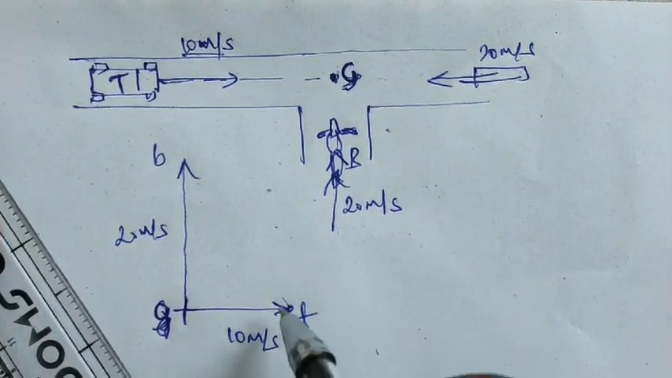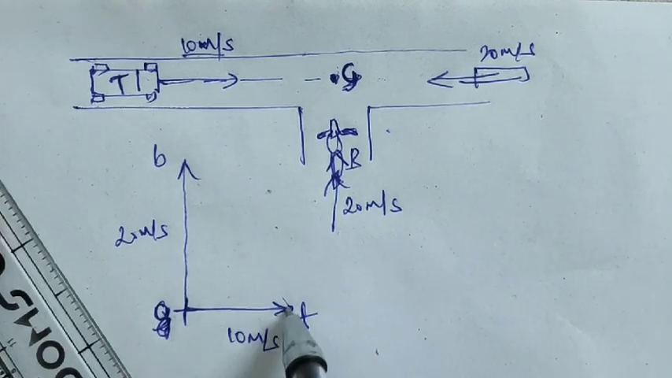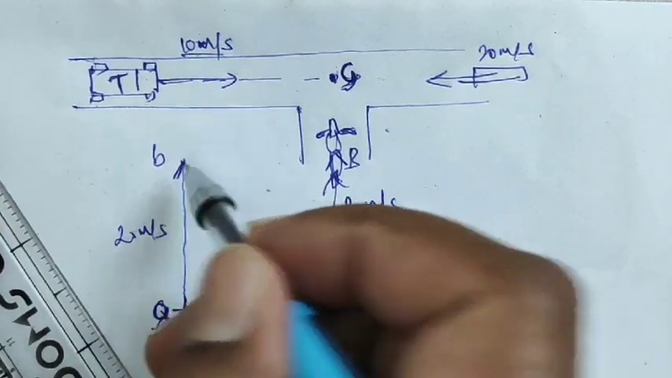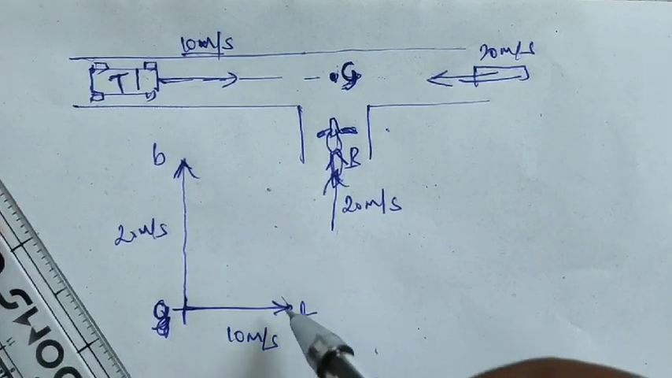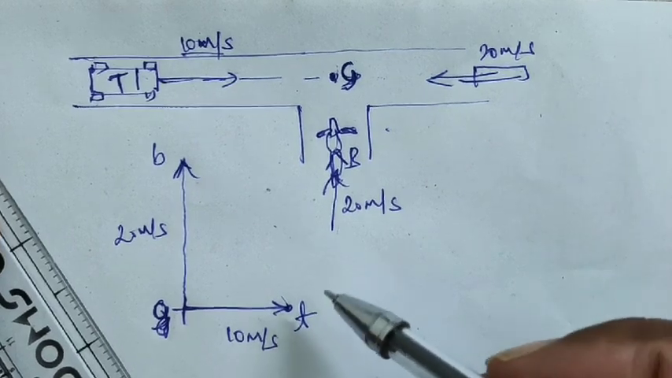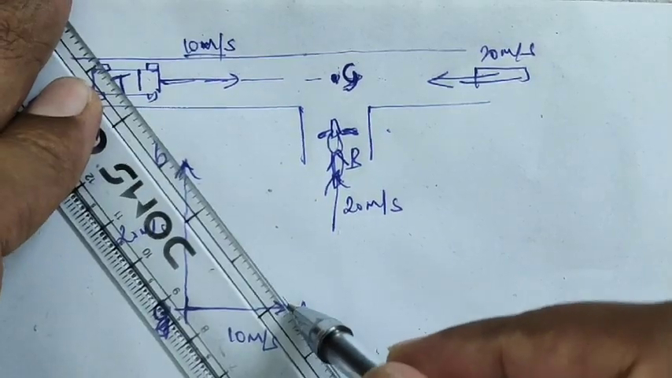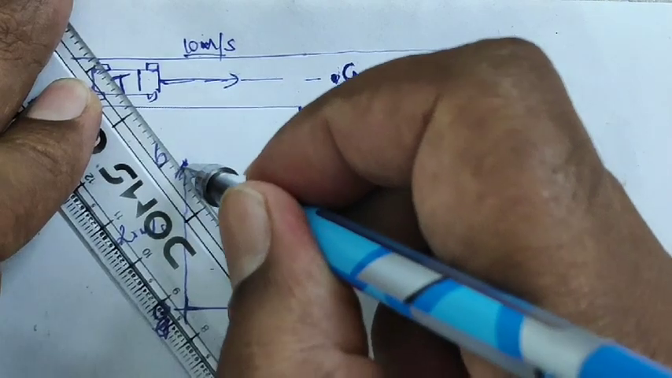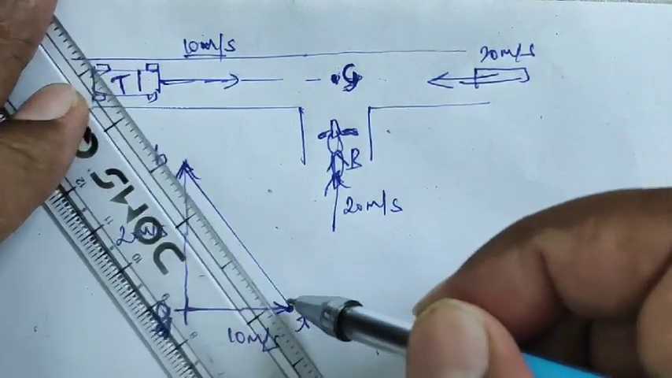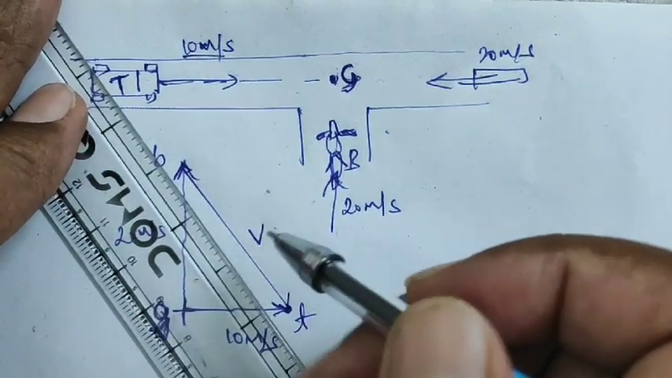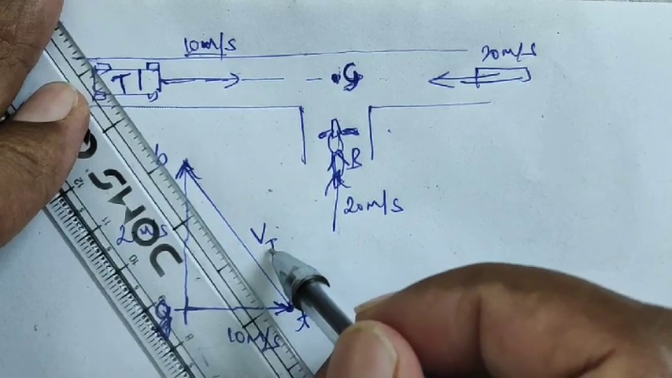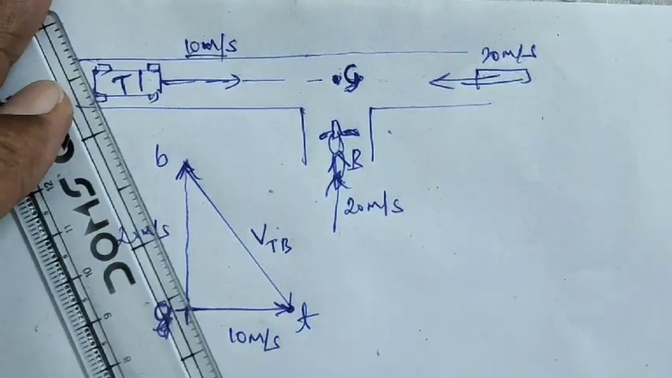Now, to know the velocity of the truck with respect to the ground, this is the vector. To know the velocity of the bike with respect to the ground, this is the vector. If I want to know the velocity of the truck with respect to the bike, then the vector should start like this and it should go like this. So this gives the velocity of the truck with respect to bike, VTB.